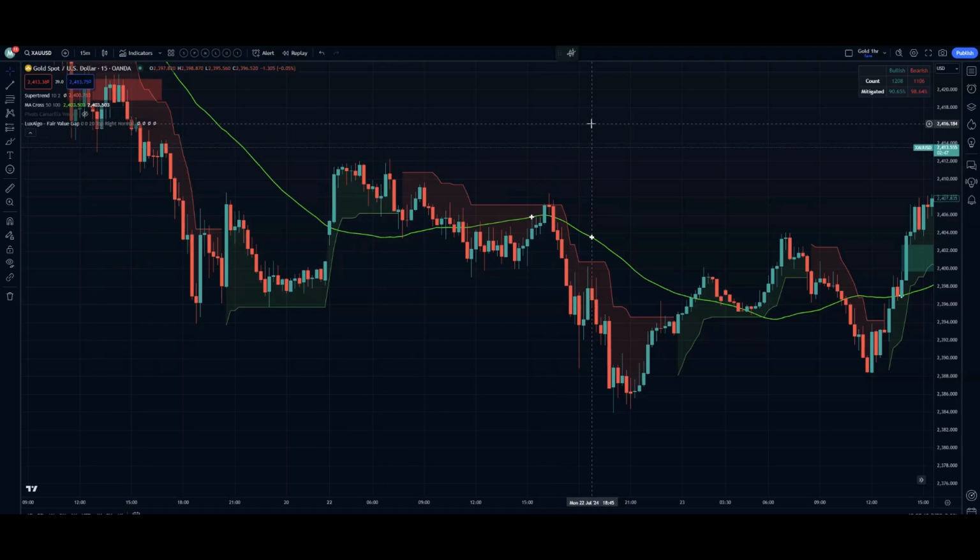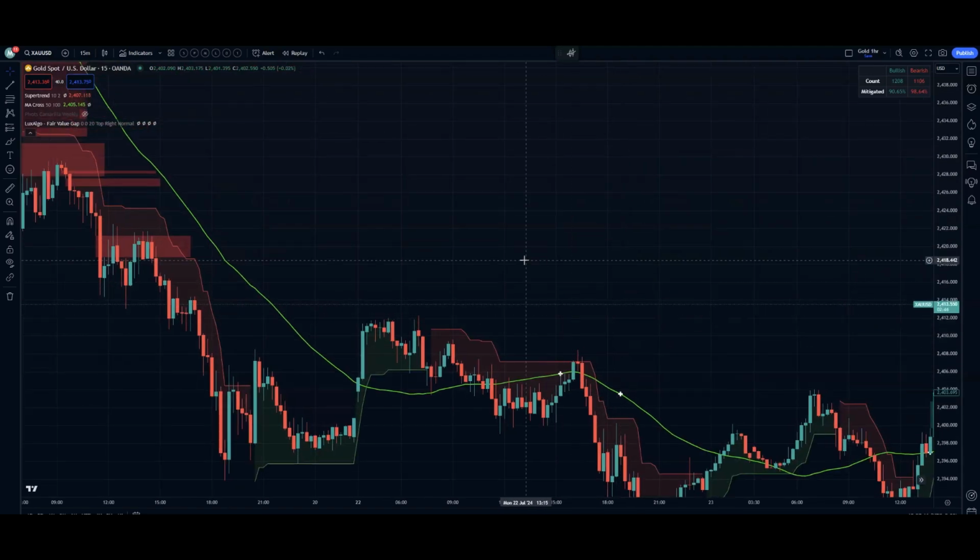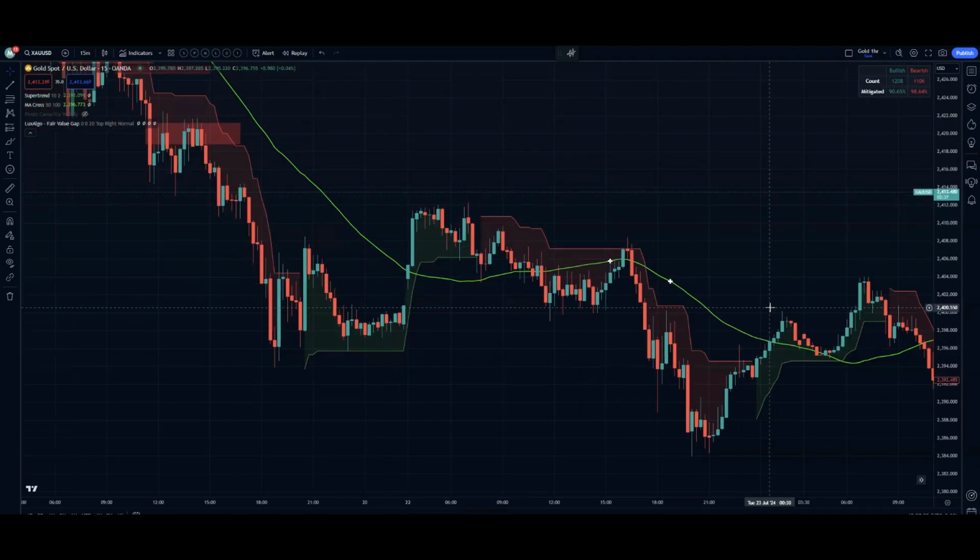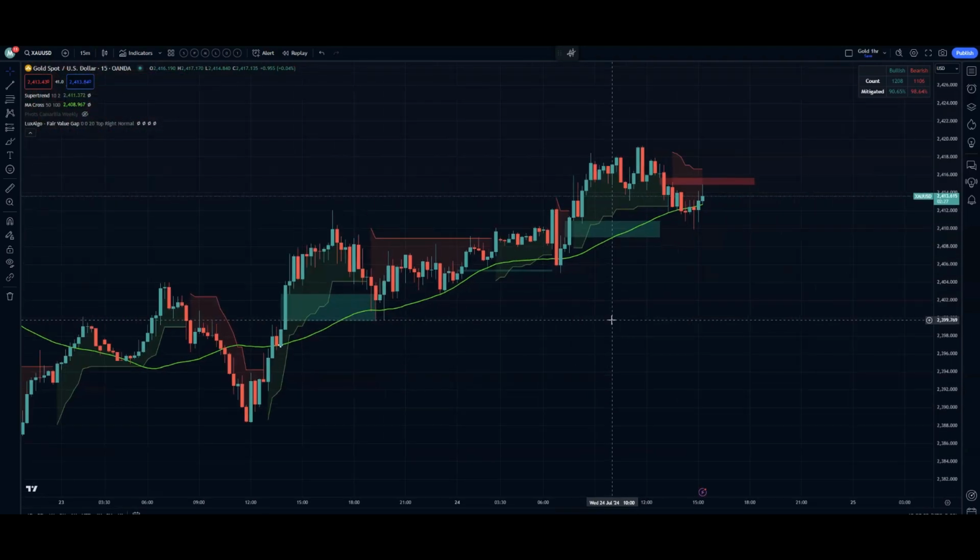So that's about it, I think. Some of these areas the FVG is not printing, they should be printing, but why it is not printing I don't know. I'll check. Anyway, I think the idea is kind of clear.